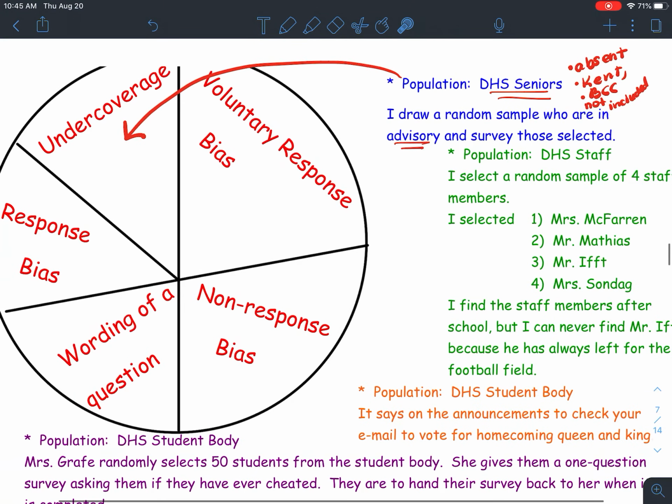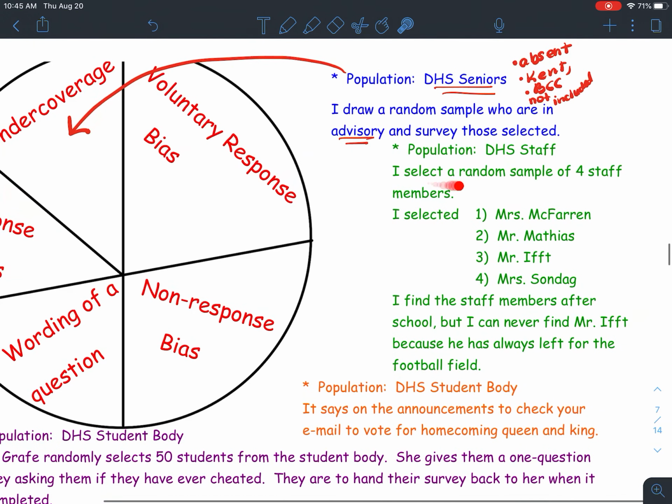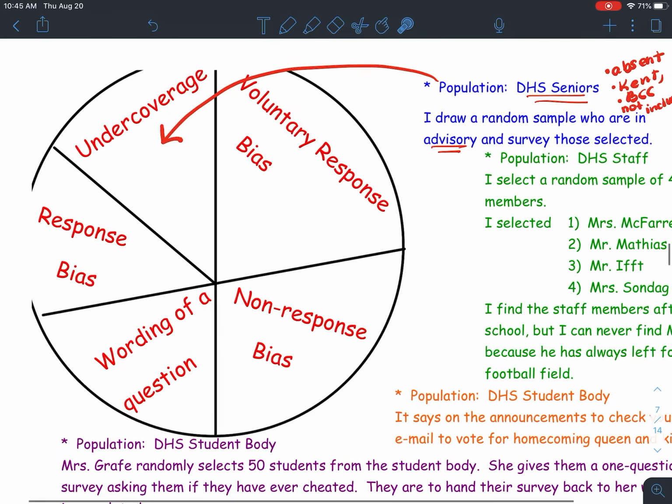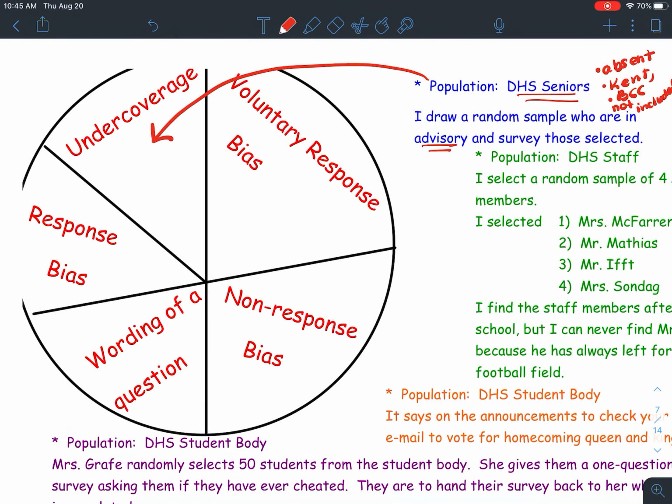It says the population is now Dover High School staff. Let's say that I select a random sample of 4 staff members, and these are the 4 that I selected. I put everybody's name in a hat maybe and selected these 4. And then I want to find these staff members after school, but I can never find Mr. Ift because he's always already left for the football field. Again, I selected randomly, but I cannot find Mr. Ift. So this would be an example of non-response bias.